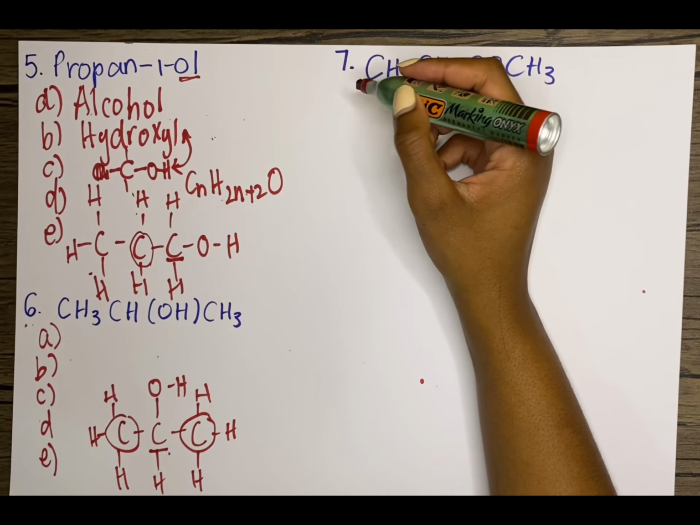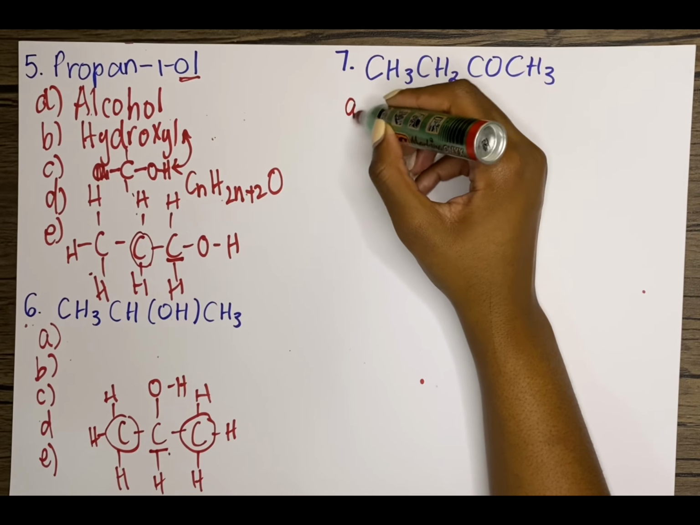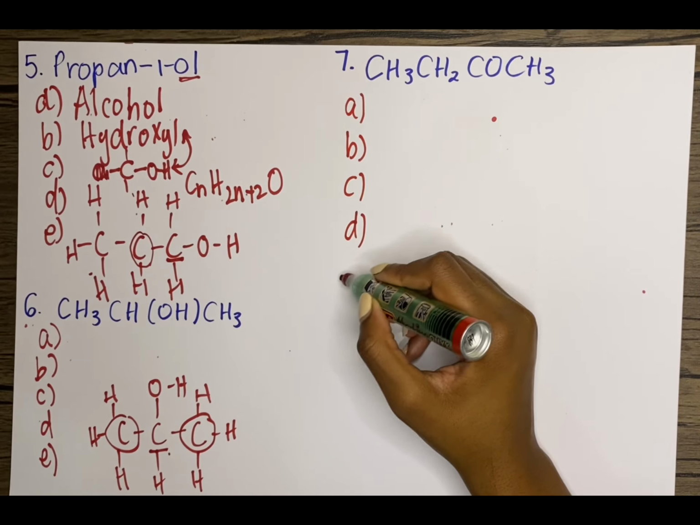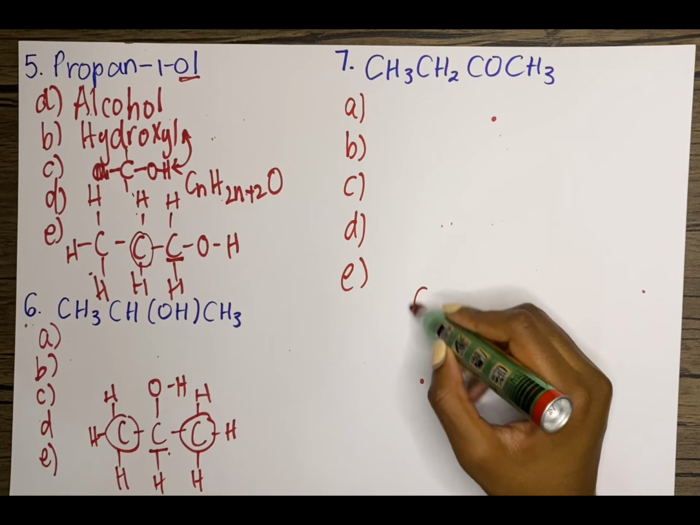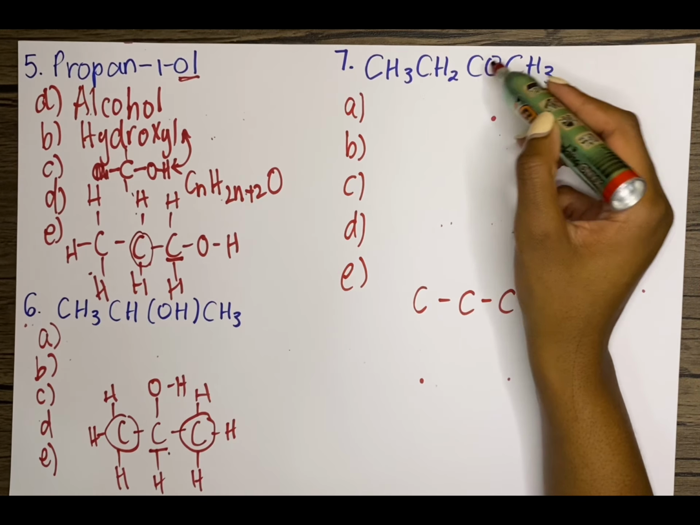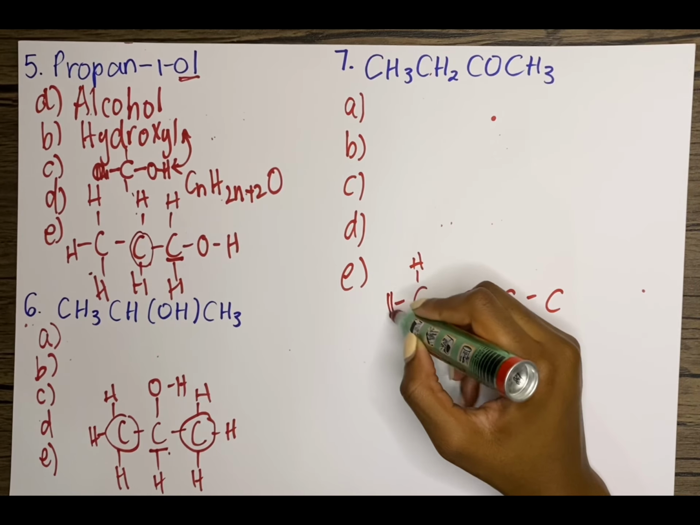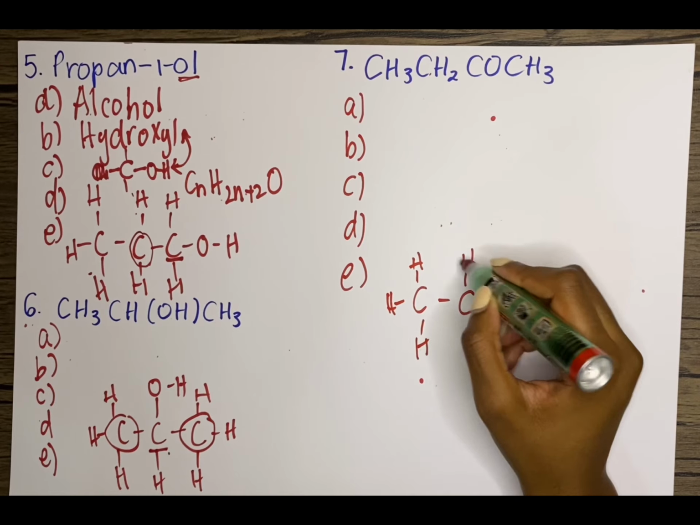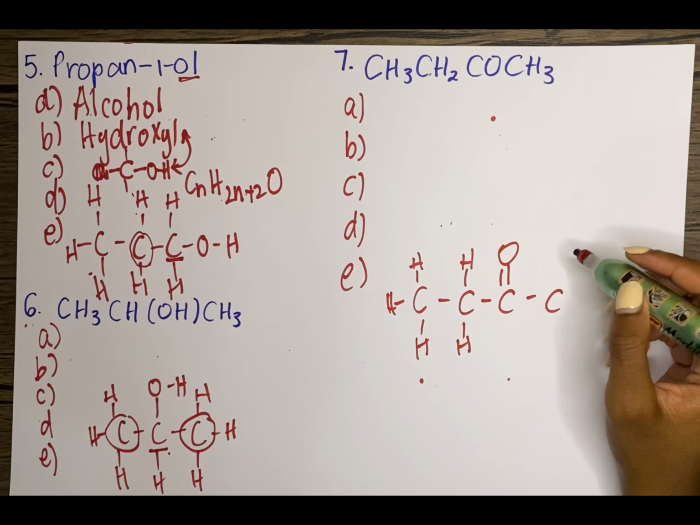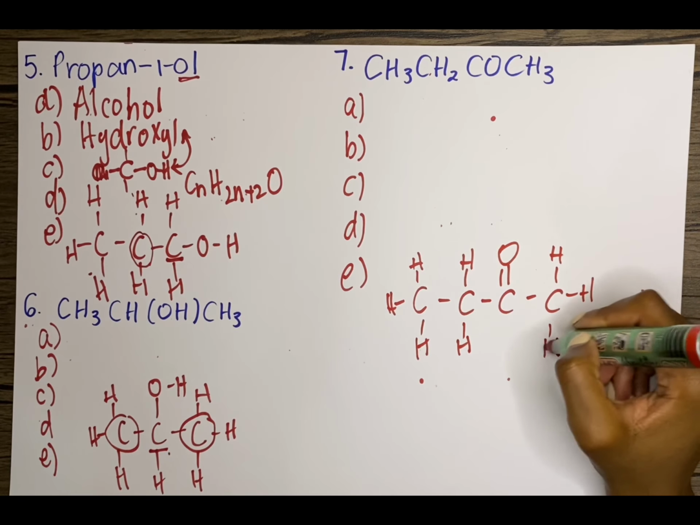Okay, let's move on. Let's look at number 7. Number 7, you were given the condensed formula. So again, I'm going to start with the structural formula. 1, 2, 3, 4. So you've got 4 carbons, 3 hydrogens on this one, 2 on this one, and a double bond O, and 3 hydrogens here.